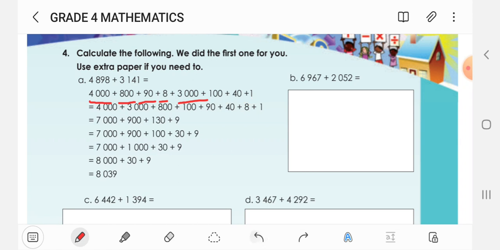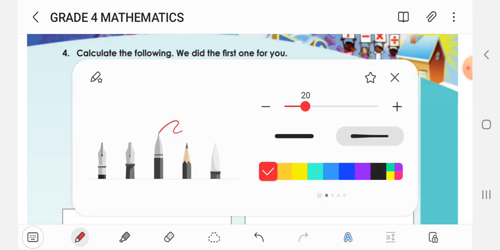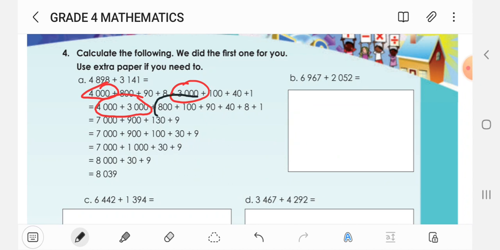Okay, and then what did they do? They added the thousands together to give us this, and then they added the hundreds together to give us this, and then they added the tens together, and then they added the units together. Okay, so we can say 6,000.